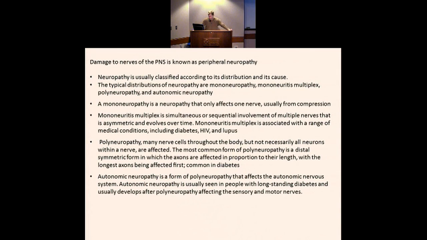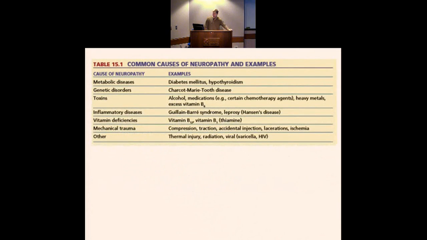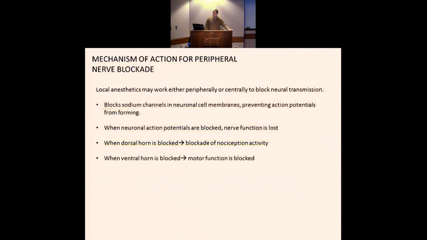And autonomic neuropathy is a form of polyneuropathy that affects the autonomic nervous system. It's usually seen in people with long-standing diabetes and usually develops after polyneuropathy. I think I saw a question asking about the different types, so be aware of that. These are common causes and examples there. Mechanism of action for peripheral nerve blocks.